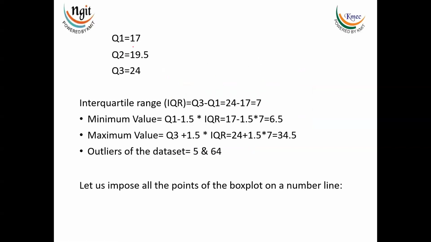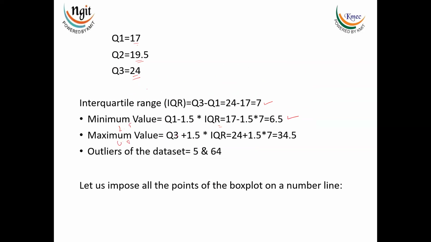Then we know that Q1 equal to 17, Q2 equal to 19.5, and Q3 equal to 24. First, let us find out the interquartile range, that is IQR. We know that it is Q3 minus Q1, which is the value of 7. Then the minimum value, we can also call it the lower threshold, is Q1 minus 1.5 times IQR, which is 6.5. And the maximum value is Q3 plus, that is the upper threshold.